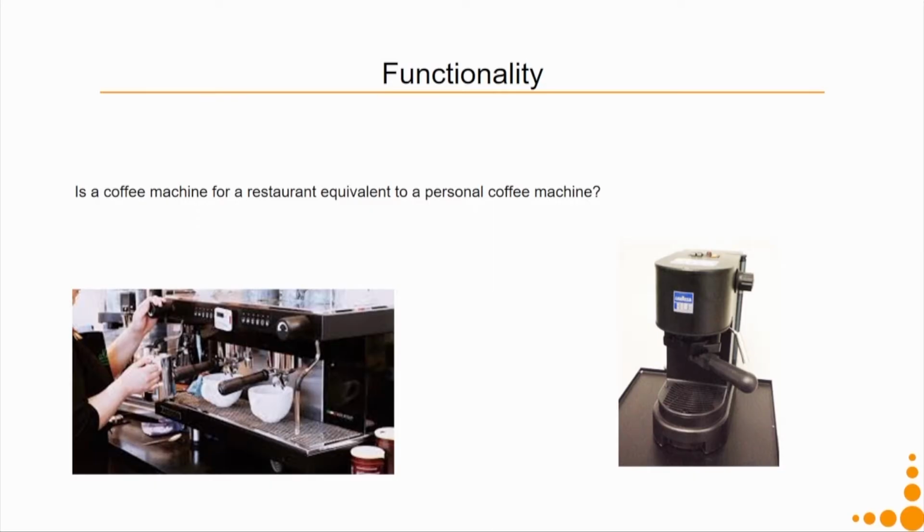Hello everyone, let's start with the second part of the product life cycle assessment lecture. This is where we left last week with a question: is a coffee machine for a restaurant equivalent to a personal coffee machine? The first machine that you see is a coffee machine from a restaurant, and the second one is a personal use coffee machine.